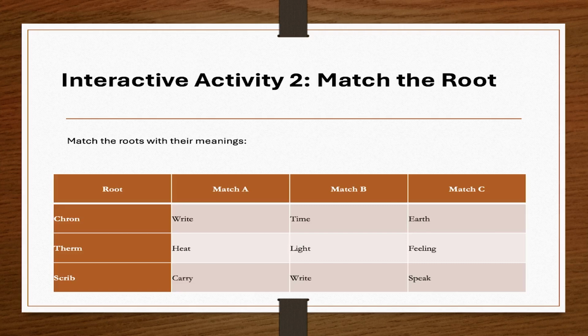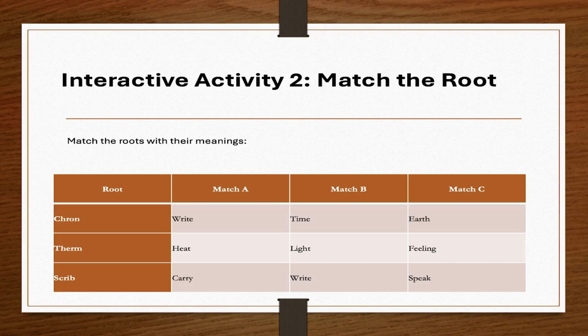Now, moving on, interactive activity 2. Again, I want you all to pause this video for a while and match the root from the given options. We have three roots here: cron, therm, and scrib. For cron, it could be write, time, or earth. For therm, it could be heat, light, or feeling. For scrib, it could be carry, write, or speak. You can pause this video and figure out the answers.